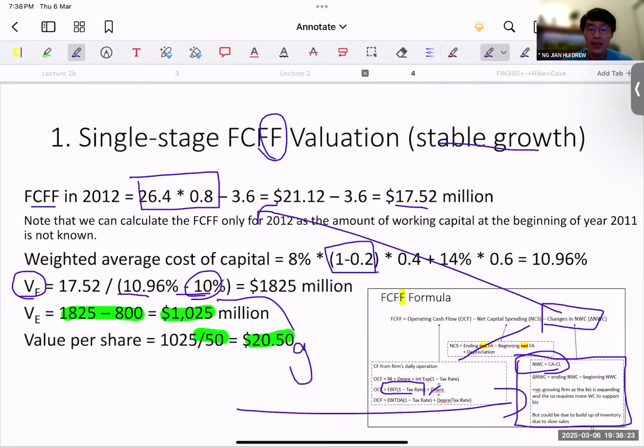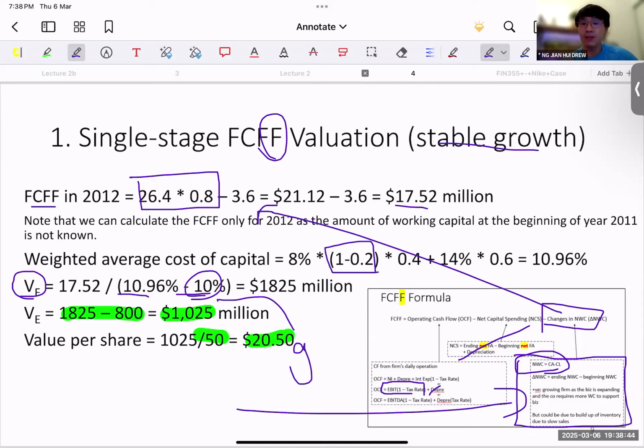So you know that net working capital, let's see, change in inventory plus this minus change in. Yes, both of you are right. Both of the formulations are right.